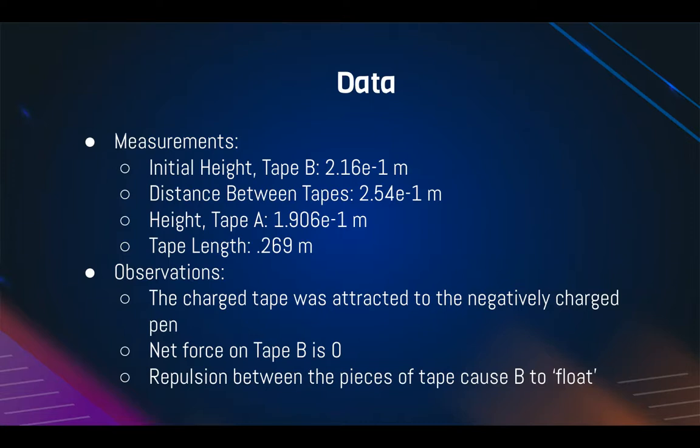Data: I measured the initial height of tape B before I introduced tape A. When I introduced tape A, the distance between tapes increased. I observed that the charged tape was attracted to the negatively charged pin, which meant that the sign of the charged tape was positive. The net force on tape B is 0 since the tape didn't actually float. The center of mass moved slightly, and this movement was due to the repulsion between the pieces of tape, which caused B to float.